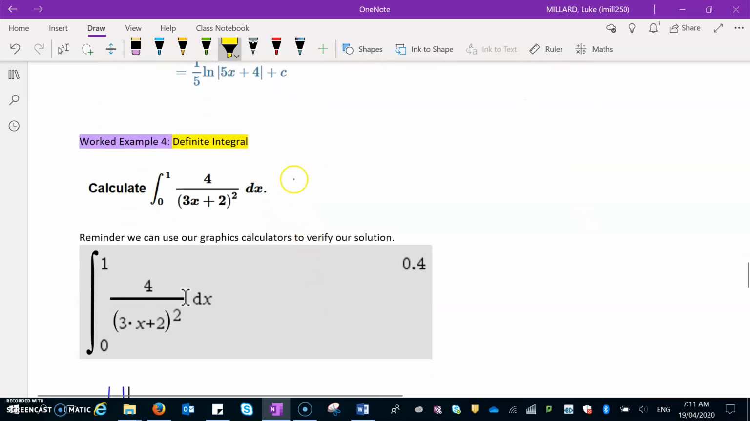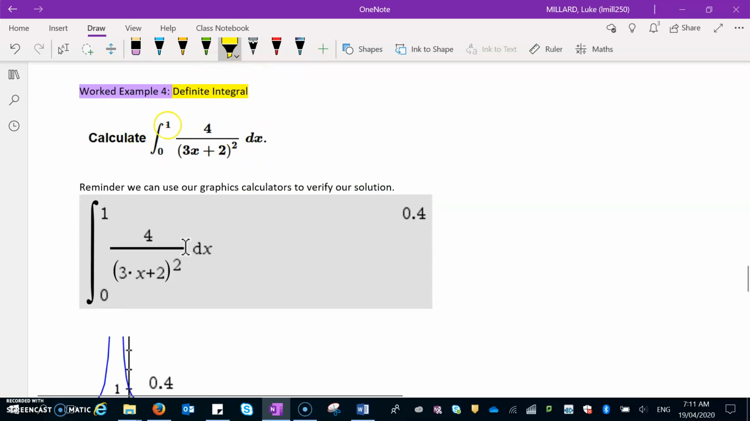Final worked example that I want to discuss is definite integrals. Now, our previous 3 examples have been indefinite integrals. We haven't had any upper or lower boundaries, but in this case, they're saying 1 and 0. I want to make a really big point that we can use our graphics calculator to verify our solution, but really we know that 0.425 is what we're trying to hit as our final target when we evaluate.